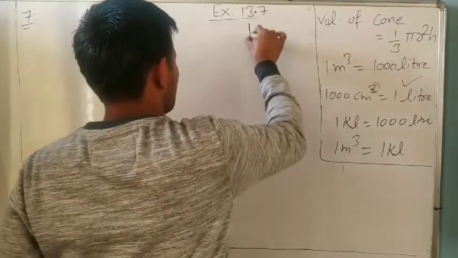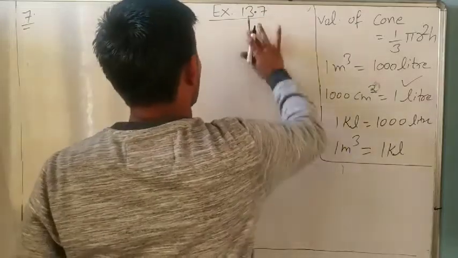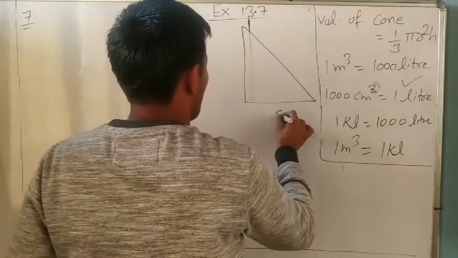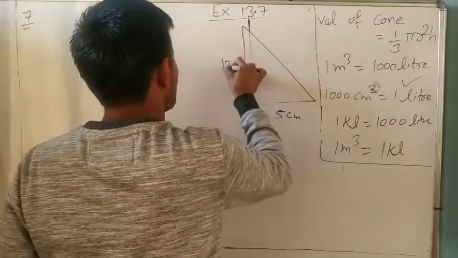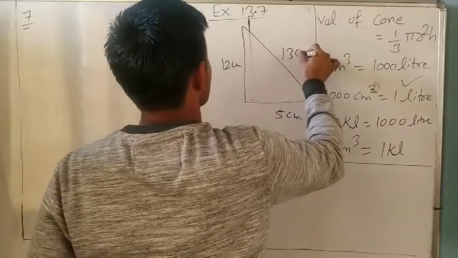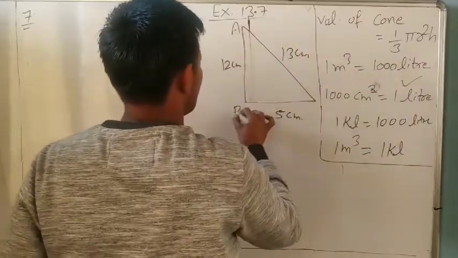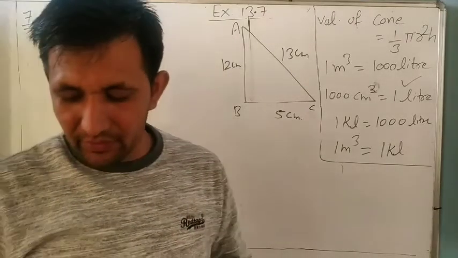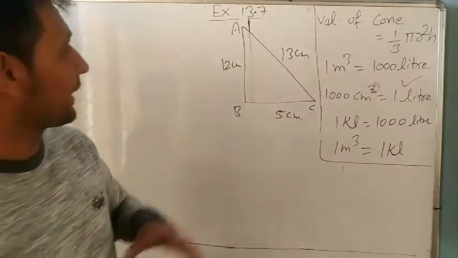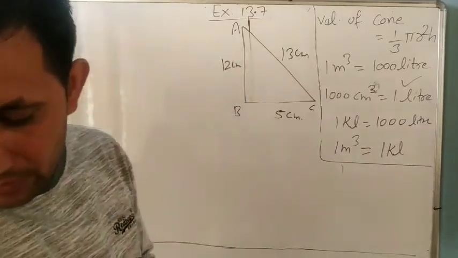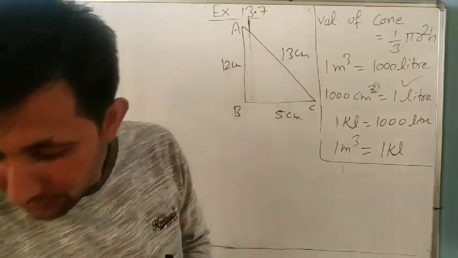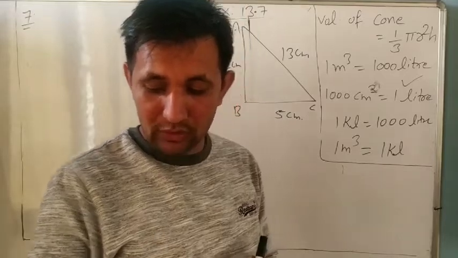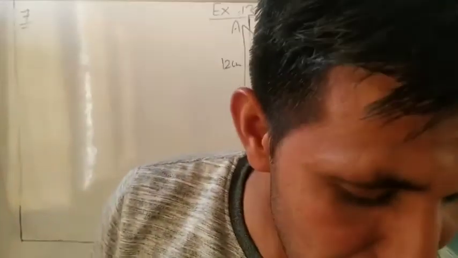It is given a right angle triangle. Right angle means one angle is 90 degree, everyone knows. 5 centimeter, 12 centimeter and 13 centimeter. A, B, C. In the question it is given, if a right angle triangle ABC with sides 5, 12 and 13 is revolved about the side 12 centimeter, find the volume of the solid.